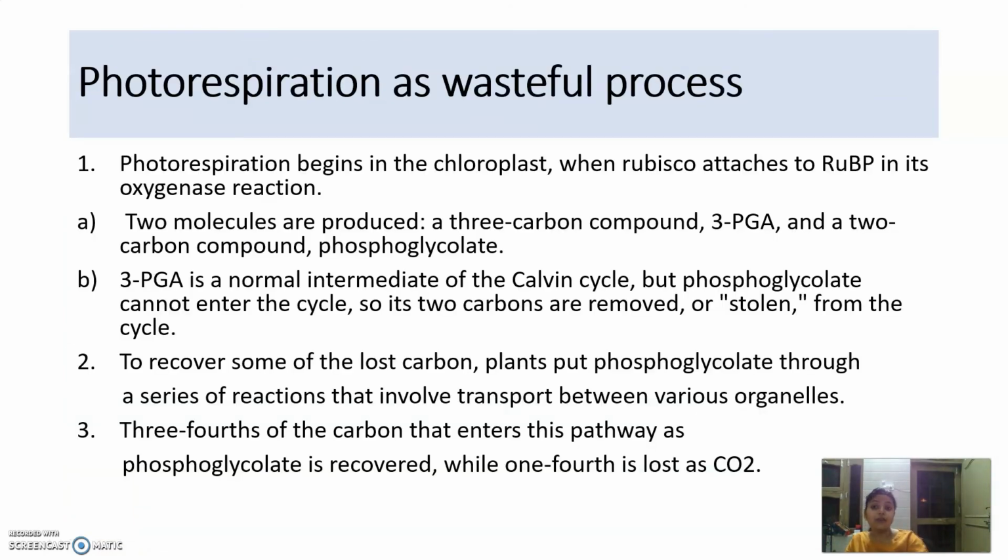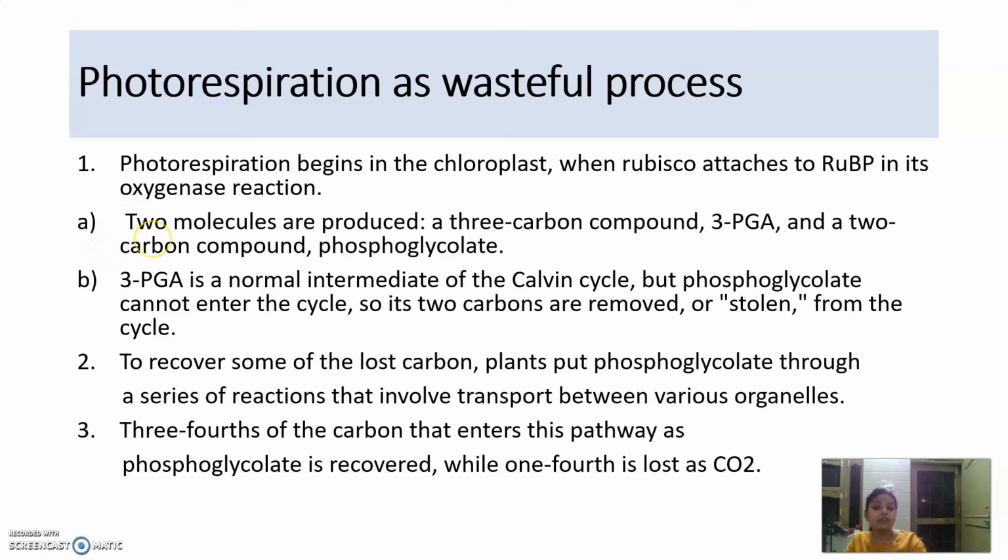Let's take a brief summary of photorespiration. It is a wasteful process, as it results in the loss of already fixed carbon atoms. So let's begin with this. Photorespiration initiates in the chloroplast. Rubisco attaches to the RuBP and acts as the oxygenase. An oxidation reaction occurs. 2 molecules are formed: the 3-carbon 3-PGA and the 2-carbon phosphoglycolate.